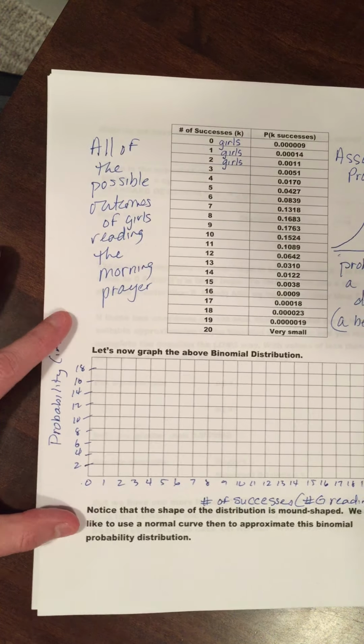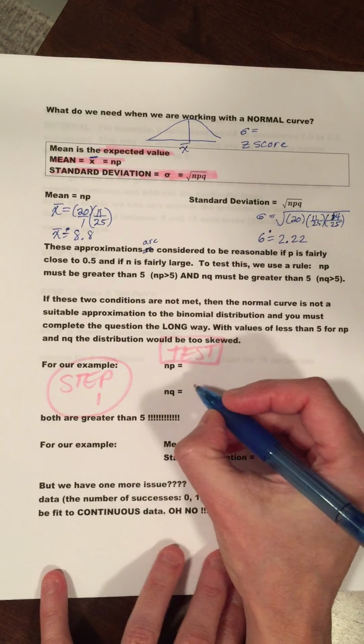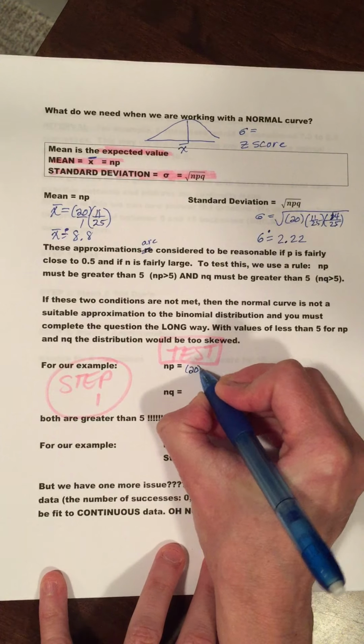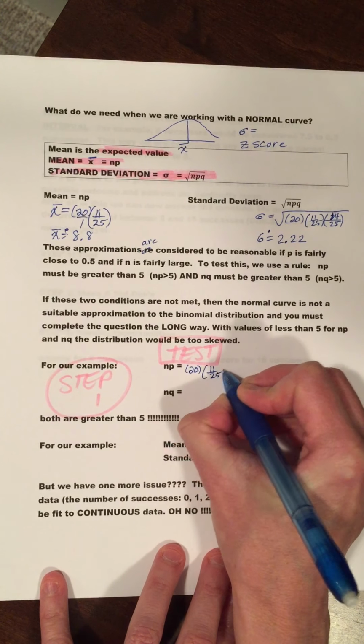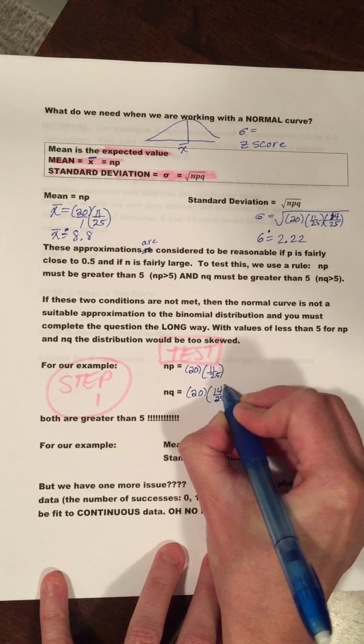is to run what we call the test. The test is looking to see whether your probability of success is close to 0.5 and your N is fairly large. Now, that's very obscure. What do you mean N is fairly large? I don't know. N is 20. Is that large enough? Is 20 large enough? Is it too small? I don't know. So the test says take your N, multiply it by your P, take your N, multiply it by your Q.